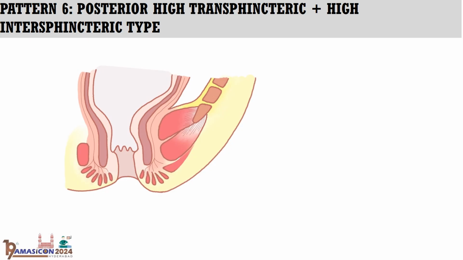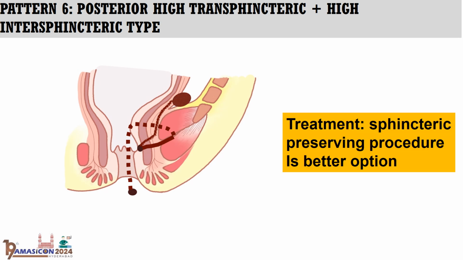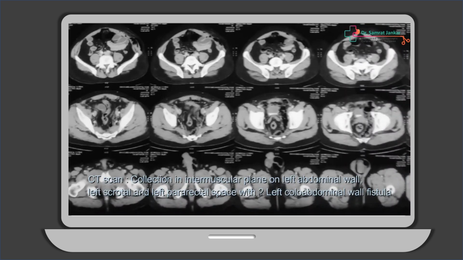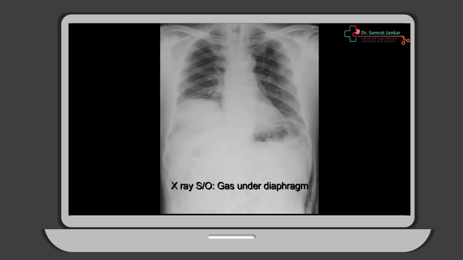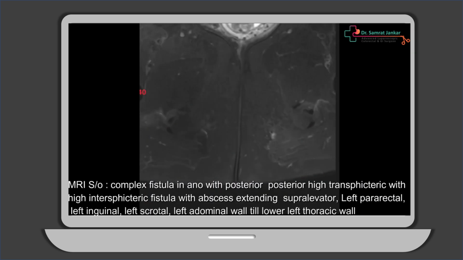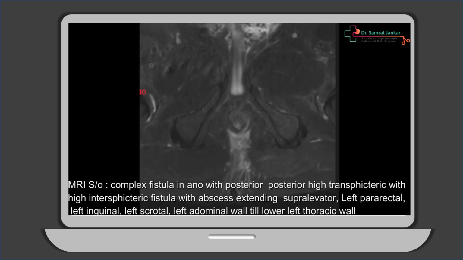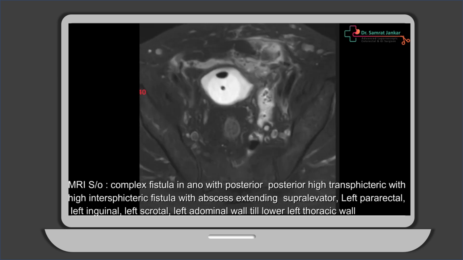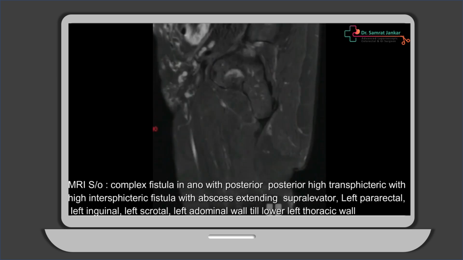So posterior high transphincteric plus high intersphincteric. This is pattern 6, which is the most complex. This is a posterior high transphincteric type, posterior high plus high intersphincteric, so this needs sphincter preservation. This is a case where we had abdominal wall sepsis and a collection in the left side of the abdominal wall. There was gas under the diaphragm, as mentioned by the radiologists. On MRI we can see the fistula starting at 6 o'clock, and the abscess cavity going pararectal, prevesical, to the groin, and the left side of the abdomen.